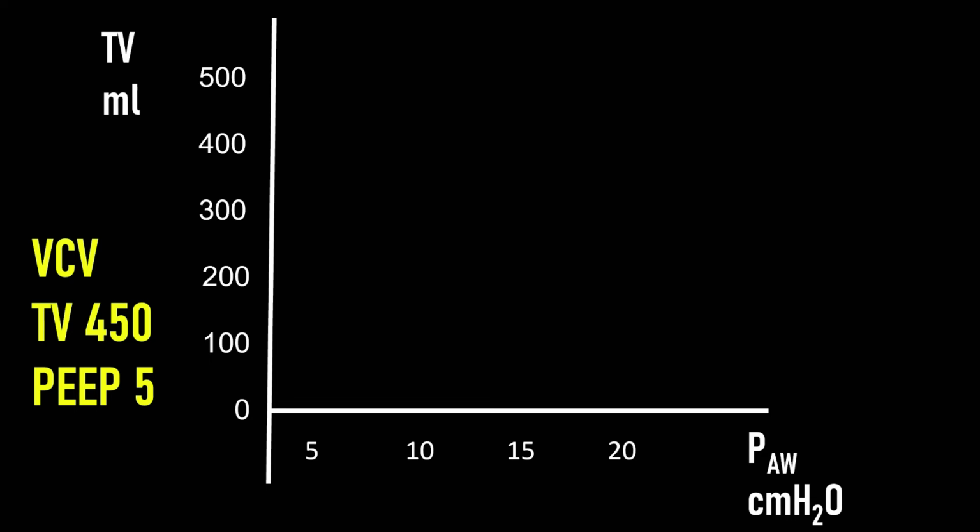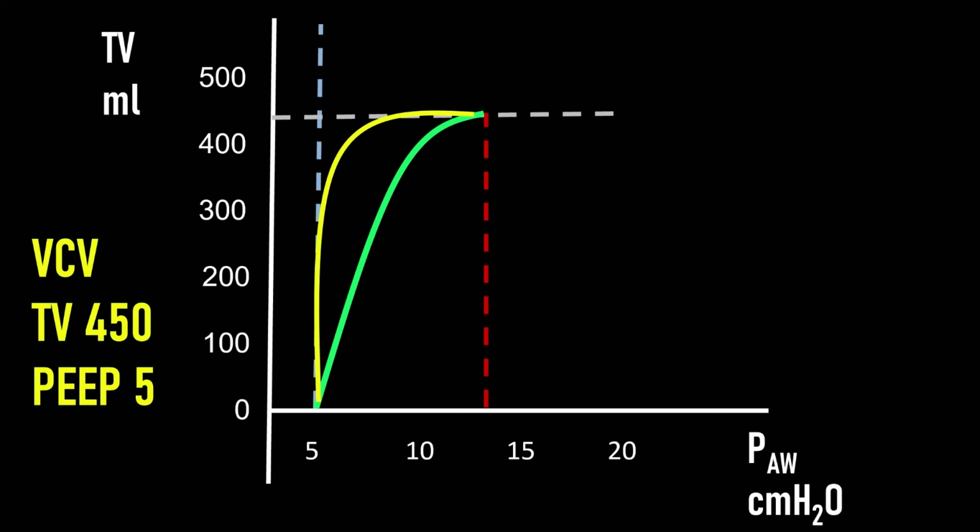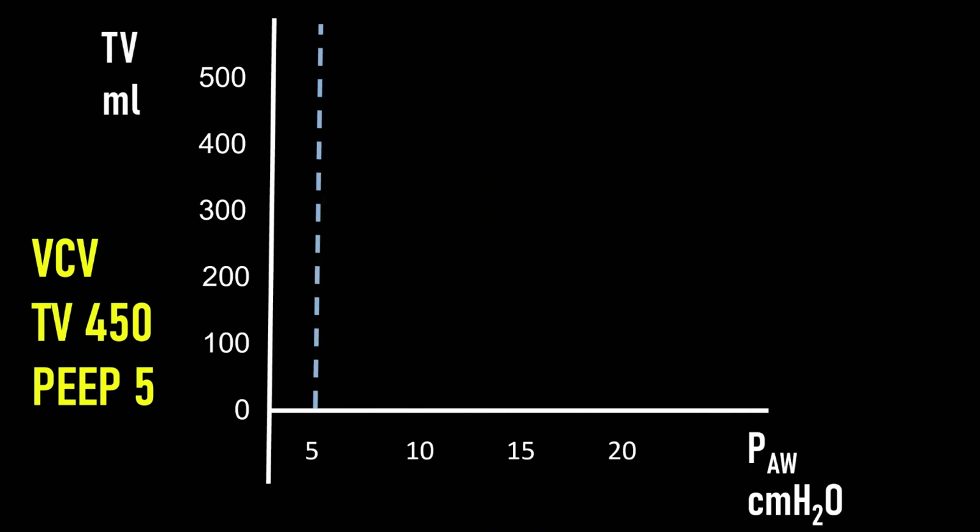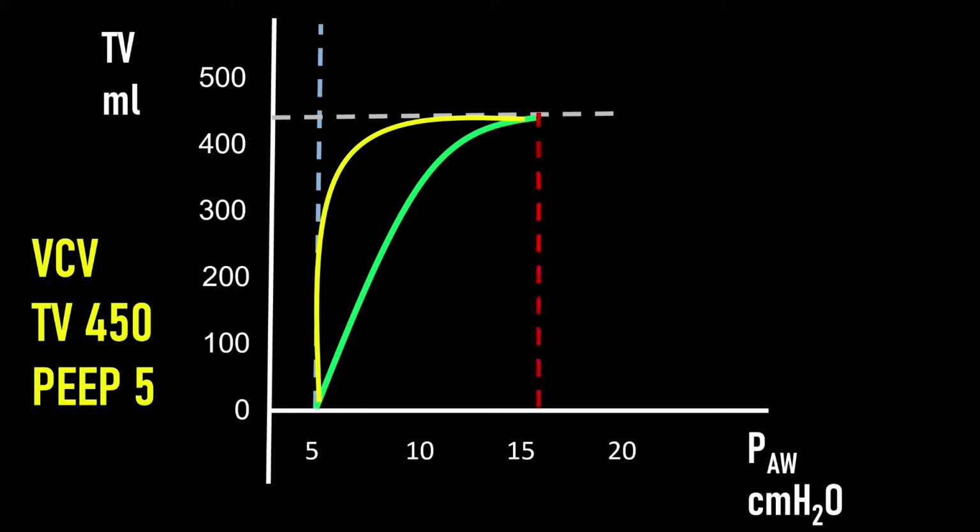This patient is on volume control ventilation with a tidal volume of 450 mils and a PEEP of 5. And you can see here, they get this very, very nice looking volume pressure curve. The compliance is very good. The airway pressure is about 13 centimeters of water. A couple of hours later, you go back to see the patient and it looks like this. The curve looks quite similar, but the plateau pressure has gone up to 17 centimeters of water.